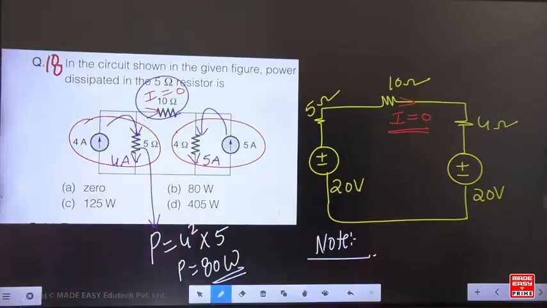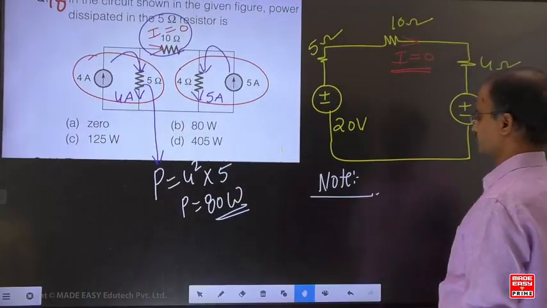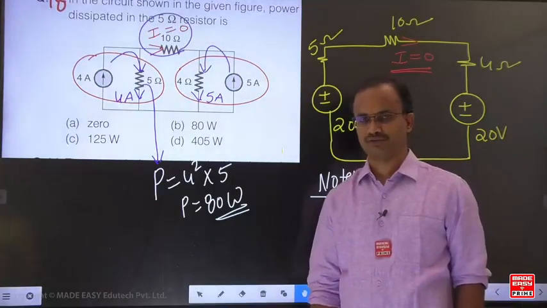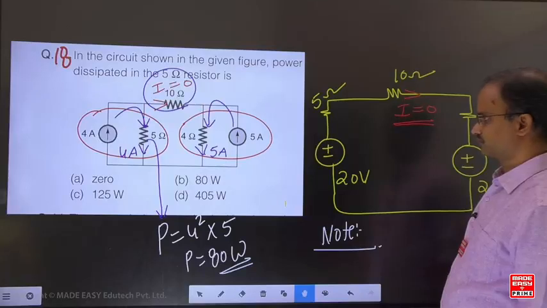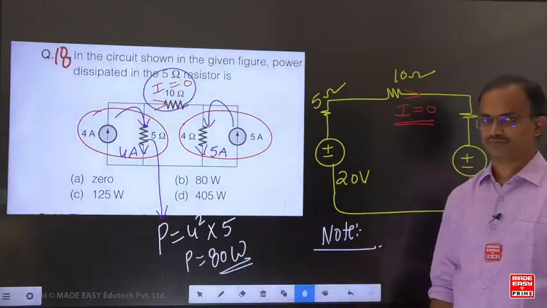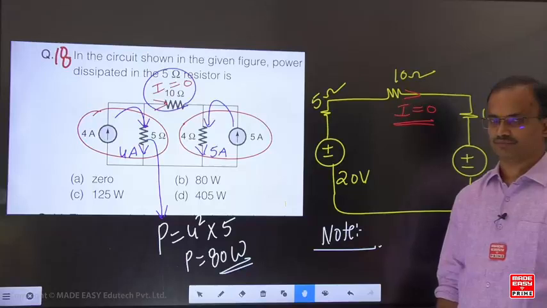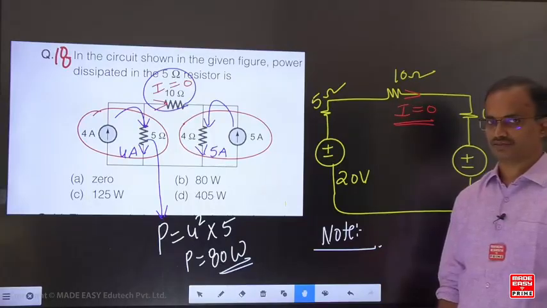Write the note here. Source transformation is applied only to find the response in the load resistor, but not in the internal resistance.